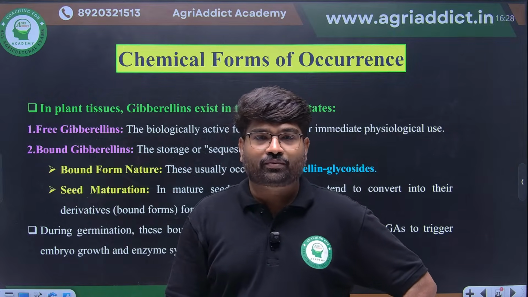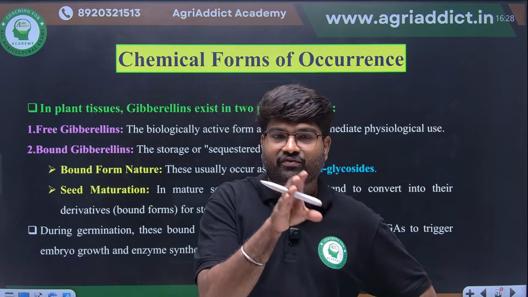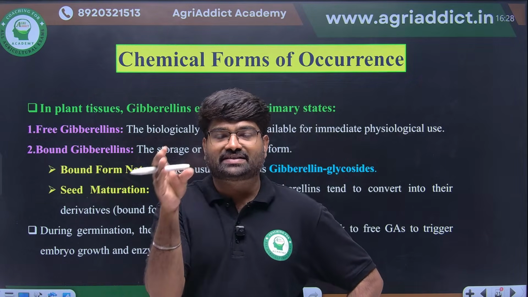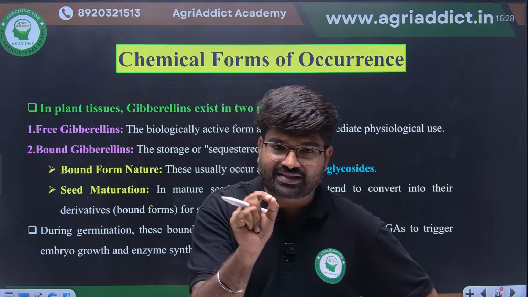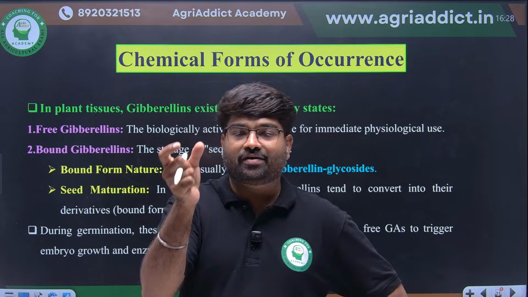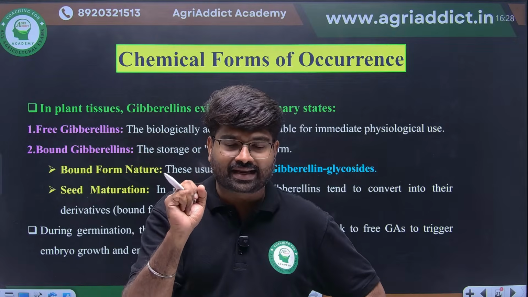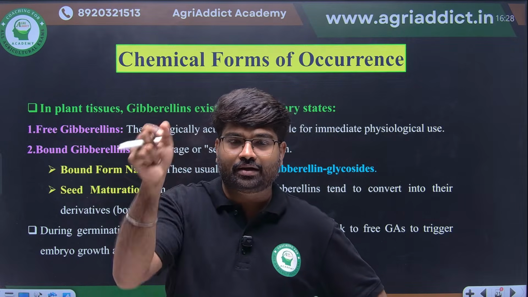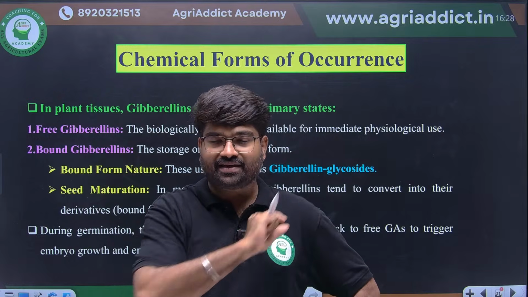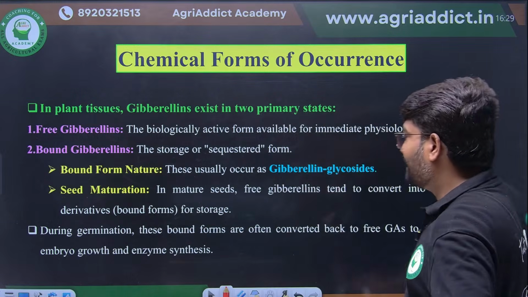Now we are going to see the chemical forms of occurrence, whether it will be present in free form or in bound form. If an excess of hormone is synthesized, that can be converted into bound form, then it will be stored in vacuole. Clear? So whenever the hormone is needed, the bound form will be converted into free form, that will be utilized in physiological function. These are the different forms. This is just for your understanding only.